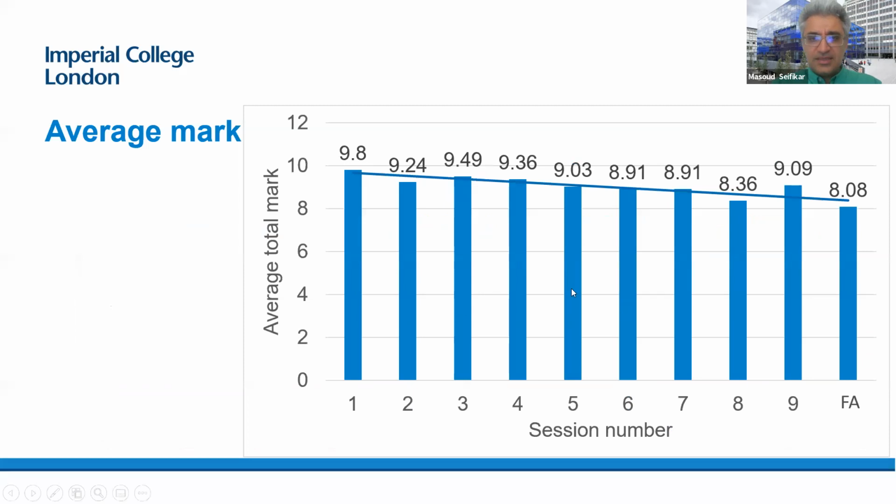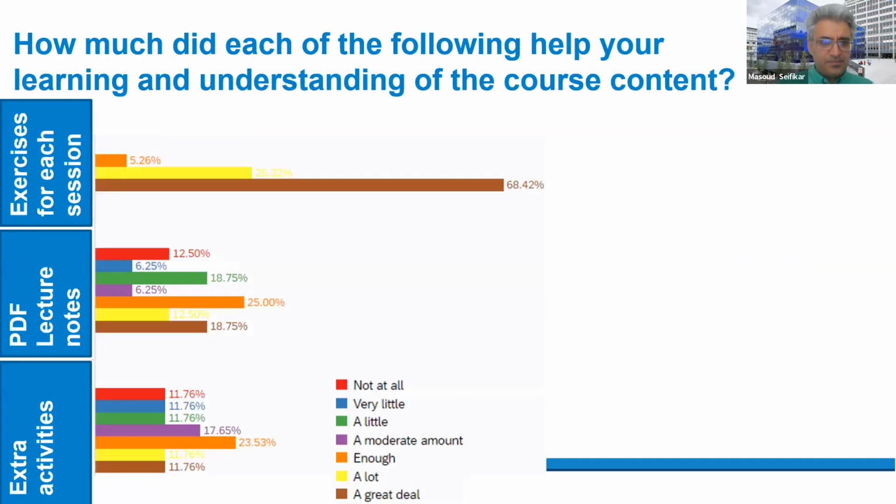So, that's the average marks for each session. You see that I deliberately increased the difficulty of the questions in the following sessions. It started from 9.8, then 10 to 9, and for the final assessment, it was around 8.